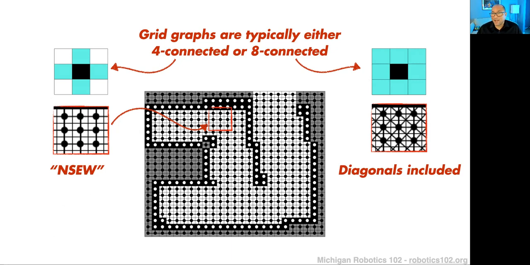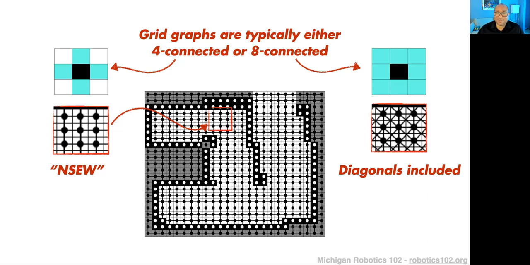Because we have an OmniDrive robot, we could move in any direction. We don't have to be restricted to four connected. But if we use eight connected, we should note that it's going to look different. It's actually going to take longer to move along the diagonals than to move along the sides, because that's just what the Pythagorean theorem tells us. So there are pros and cons to both.